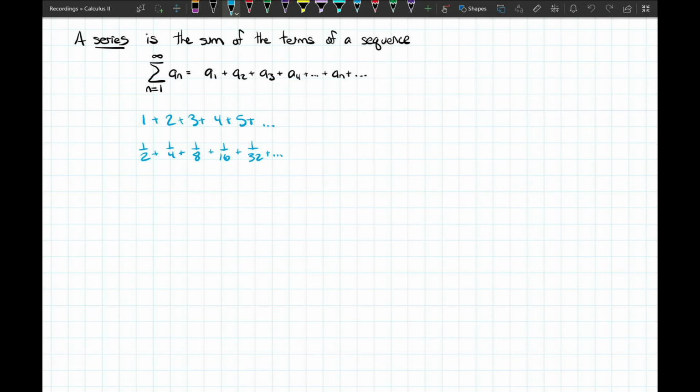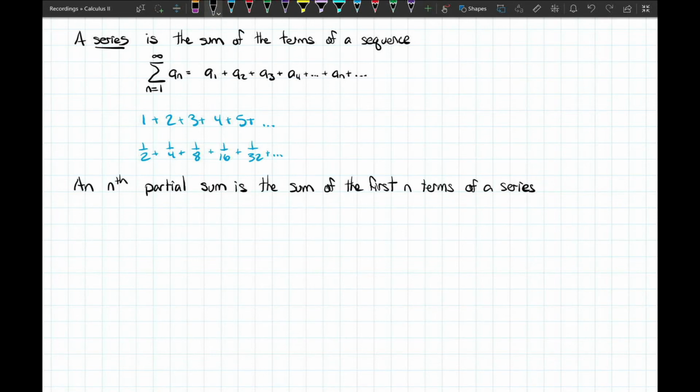In order to make sense of this, what we need to do is calculate something called a partial sum. An nth partial sum is just the sum of the first n terms in a series. So the third partial sum is just adding up the first 3 terms in a series, and the 100th partial sum is adding up the first 100 numbers.